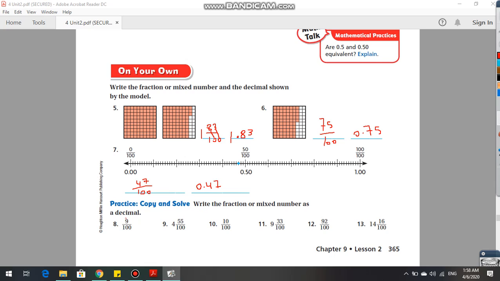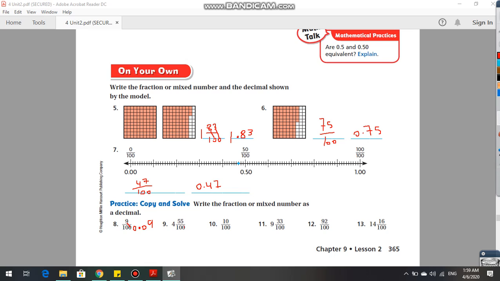Now, I want you to solve number 8, 9, 10, 11, 12, and 13. Then check your answers with me, guys. Now, write the fraction or mixed number as a decimal. So I have to convert it into a decimal. Okay, guys, my trick. The 0 will go with the 9. So I'm going to write 9. And I'm going to leave the 0 alone? No, I'm going to take it with me. So I will write it here. Put a decimal point and 0.